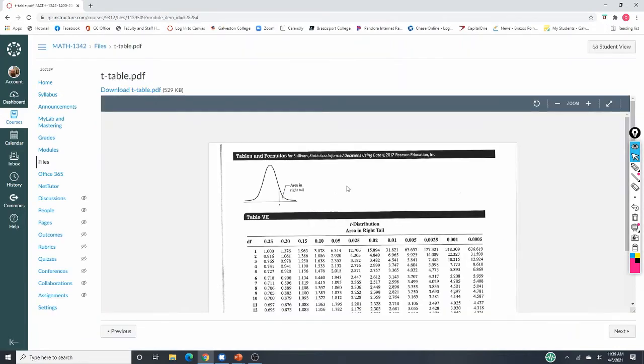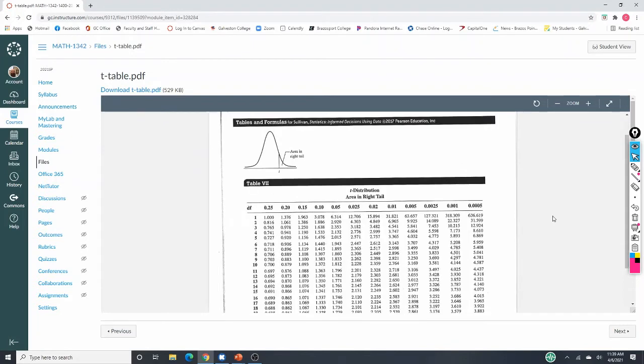All right, now I'm going to scroll down to be able to see. So you'll notice here that it describes the area in right tail for those. So make sure you're paying attention to that when you're doing stuff. This is all right tail area on those.